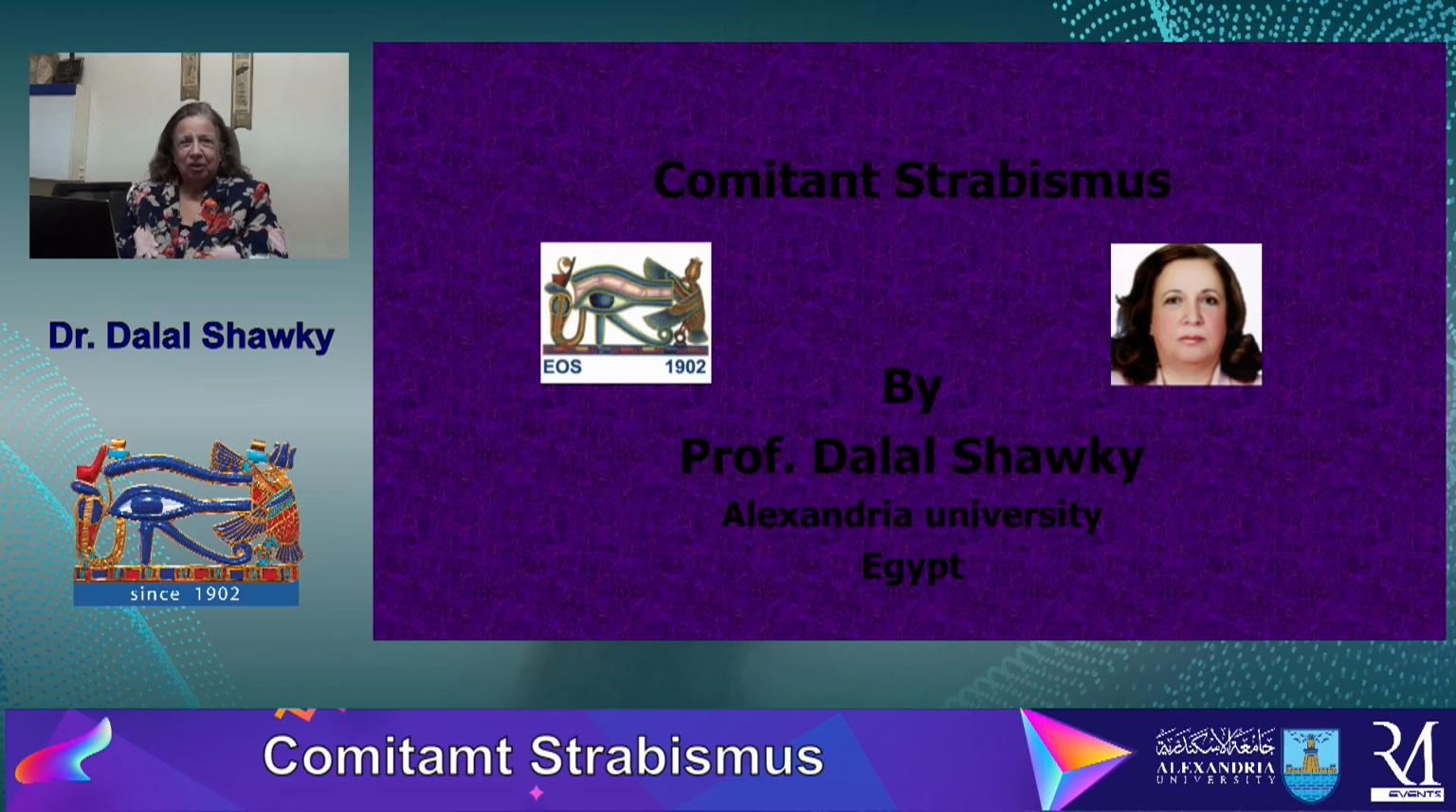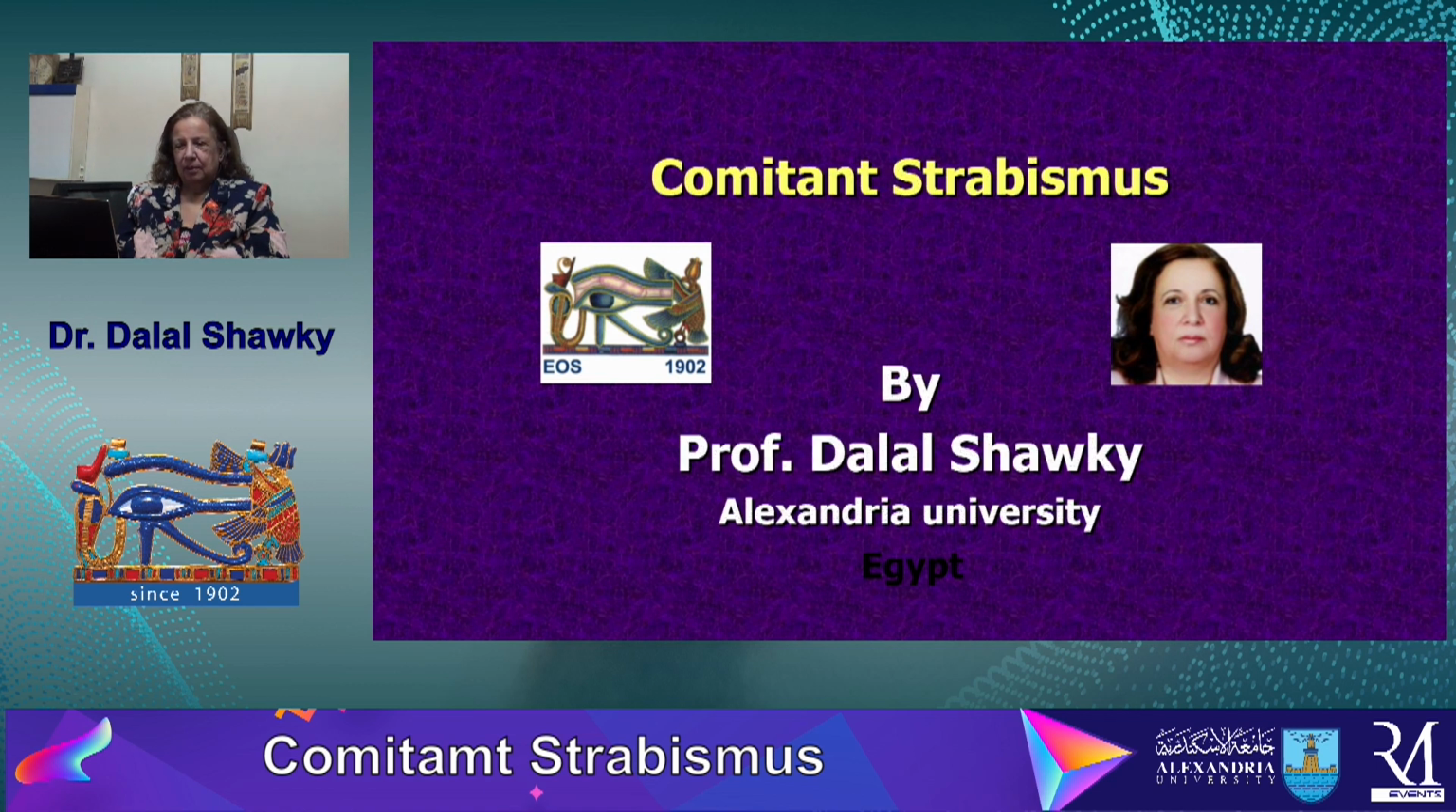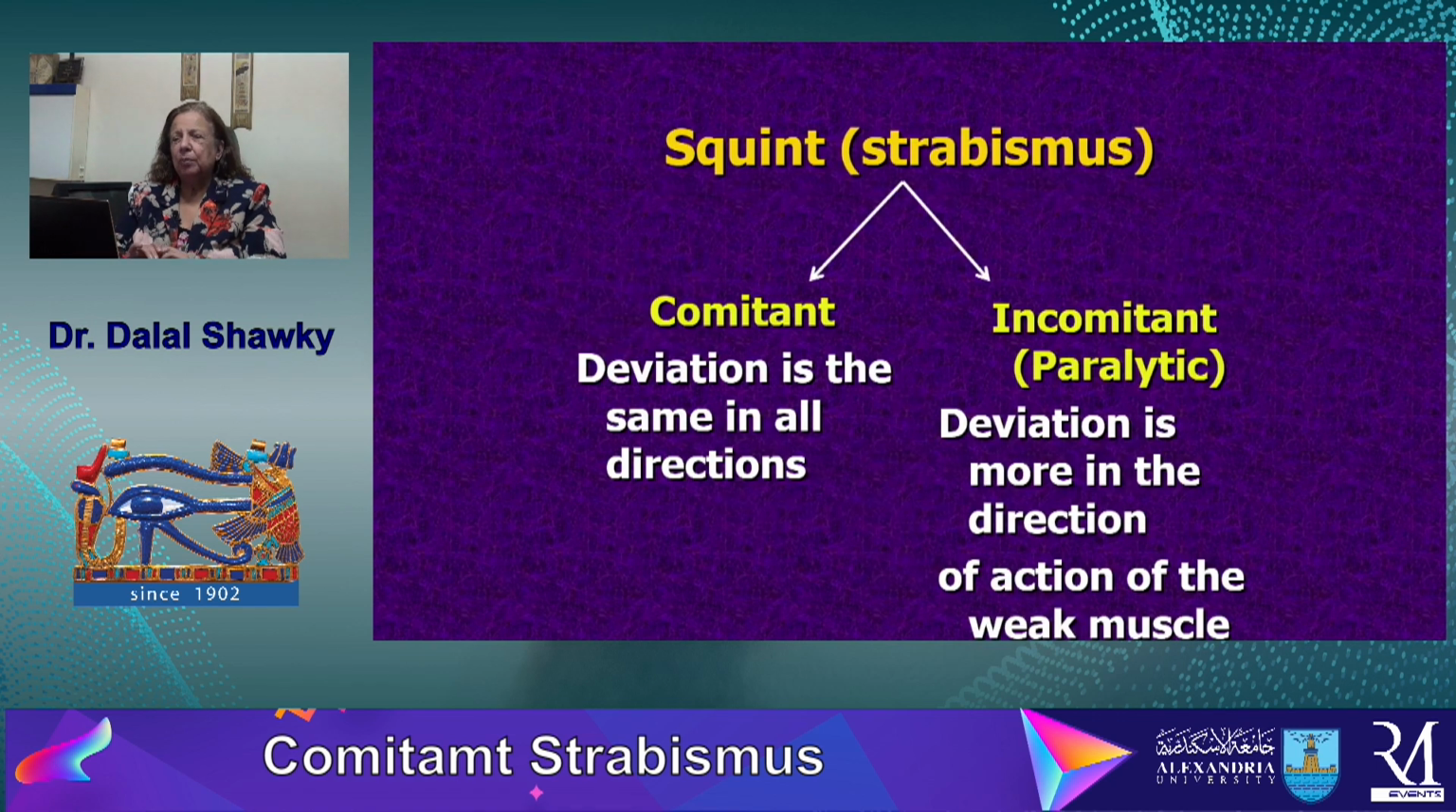Good morning, everybody. Today we are giving the lecture on comitant strabismus. There are two main types of strabismus. The comitant type, which is the subject of the lecture today. In comitant strabismus, the deviation is the same in all directions of gaze.